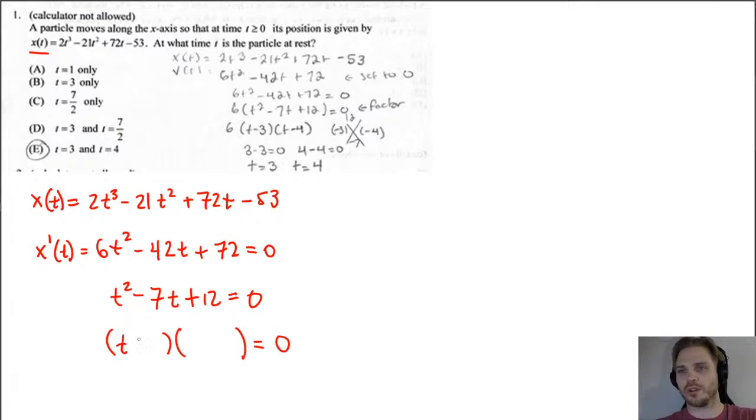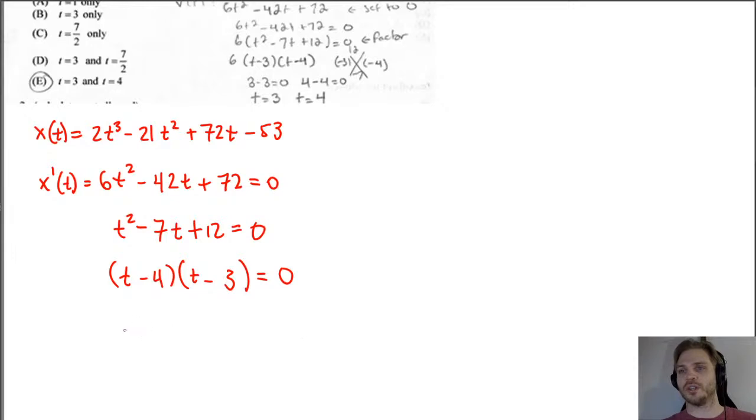So we know we need a t here and here. This has to multiply to be 12 and add to be negative 7. So the only way you can add to be a negative number is if both factors are negative. And 4 times 3 won't get it done. So that's cool. So this means either t minus 4 equals 0 or t minus 3 equals 0.